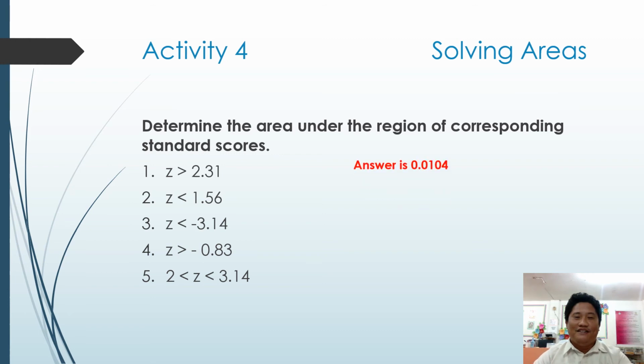For number 1, 0.10104 is the area. For number 2, it's 0.9406. For number 3, the area is 0.008. For number 4, the area is 0.7967. And for number 5, the answer is 0.0220. Again, after you answer the areas for this activity, you can go back and check if your answers and my answers are the same.